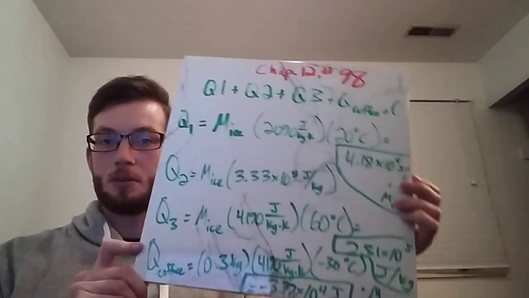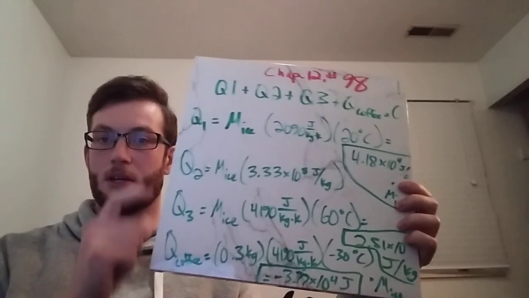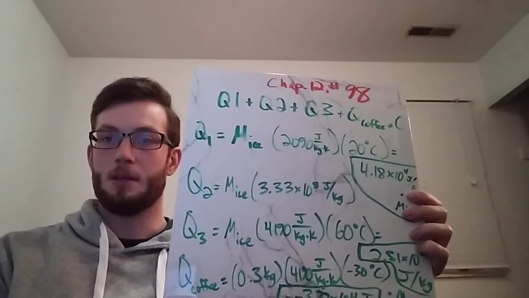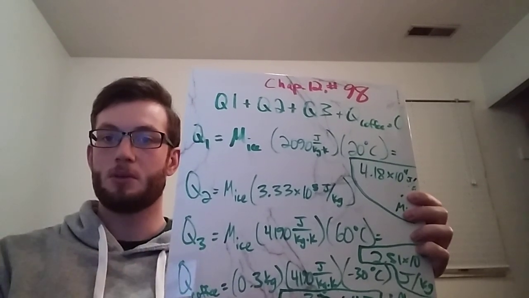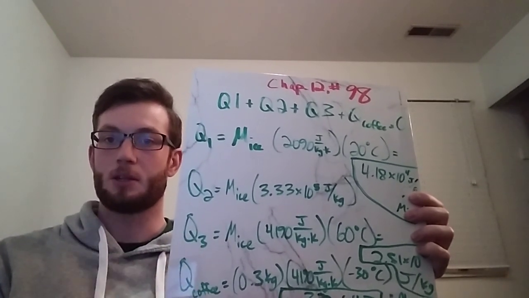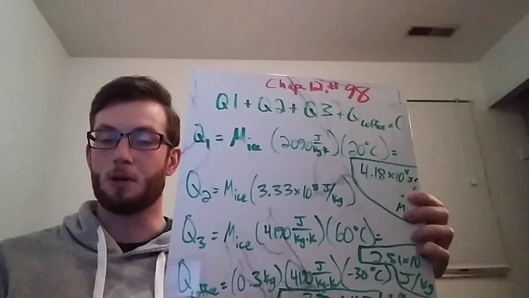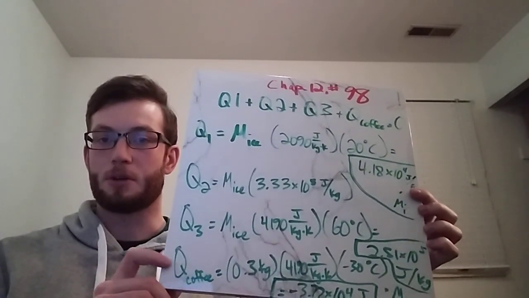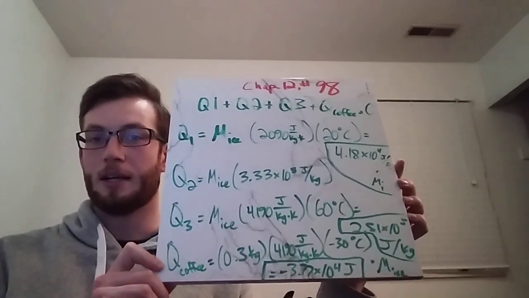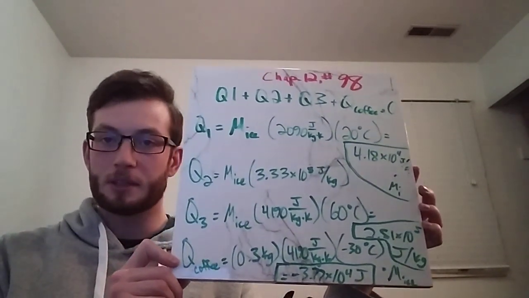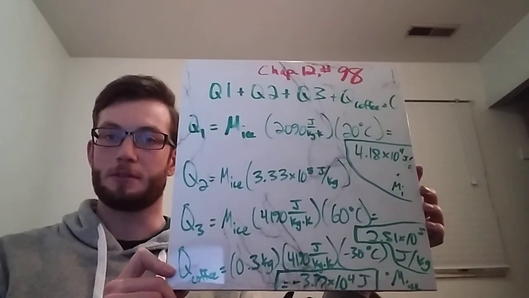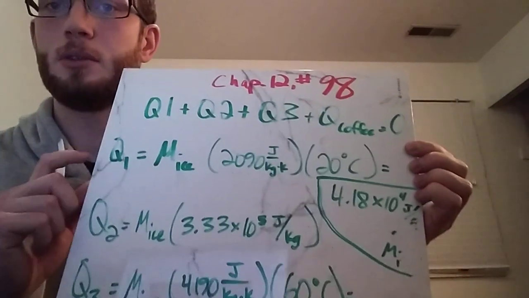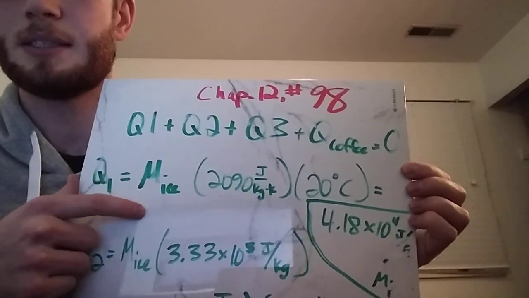Now, to solve for these four Qs, we simply are going to use the constant values of ice, liquid water, and heating water. We're also going to assume that coffee has pretty much the same properties as water because it's mostly water. So this isn't going to be 100% accurate with that assumption, but it'll be close enough for our purposes here. So to solve for Q1, we need to multiply the mass of the ice.